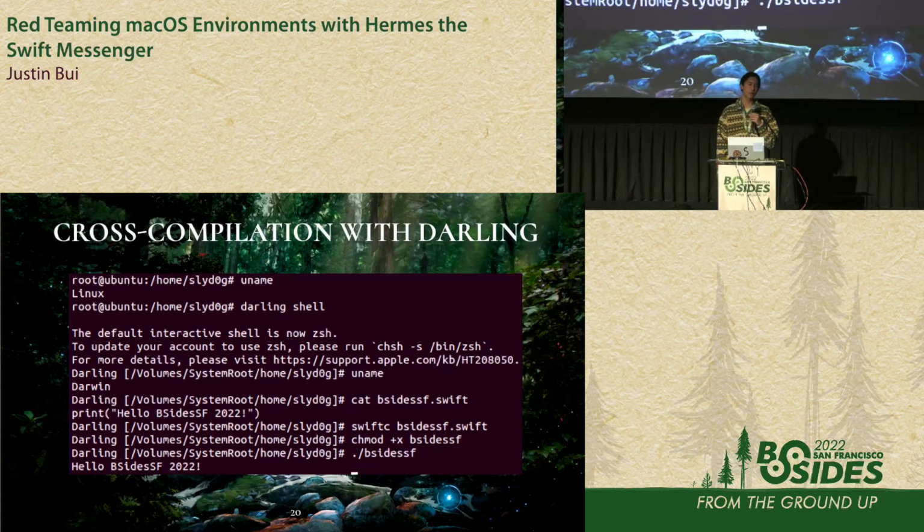So now let's go through that process of compiling Swift code. Again, we have BSidesSF.swift. It just says print hello BSidesSF 2022. We're going to compile that using the Swift compiler, swiftc, and output the BSidesSF executable. We're going to flip the executable bit on that using chmod, and then kick that off with ./BSidesSF. And you'll see that we're presented with hello BSidesSF 2022. So at this point, we're able to compile Swift code to a macOS executable from a Linux server.